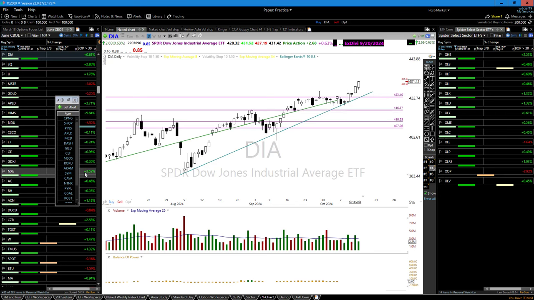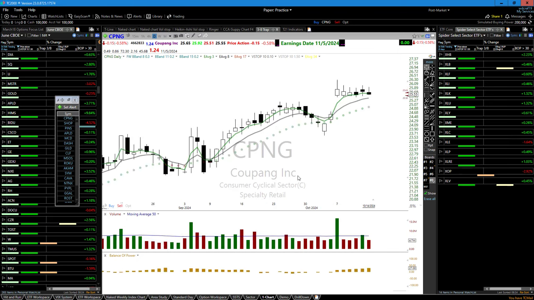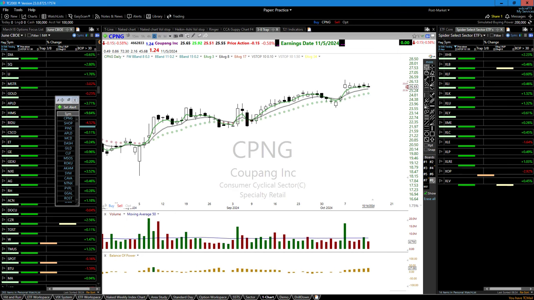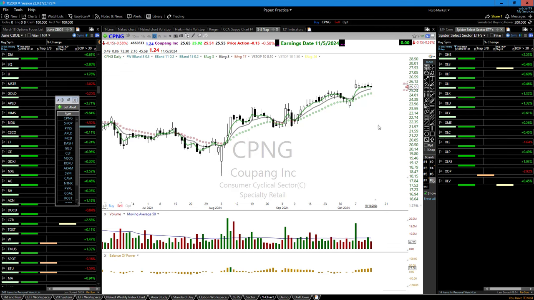The 3 and the 8, I really don't care about the 3 and the 8, Dylan. Okay. I really don't care. It was a way for me to teach this strategy. It was a way for me to show, on CPNG, if I go to the 3-8 chart, that the 3 is staying above the 8. Think about this for a second. No, it's not special. You could use a 4 and a 10. I don't care what you use. The only purpose is there to help you see that this is holding momentum.